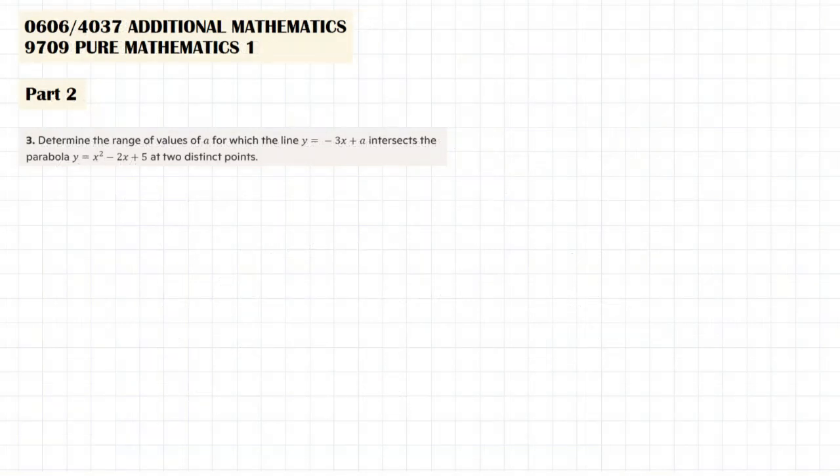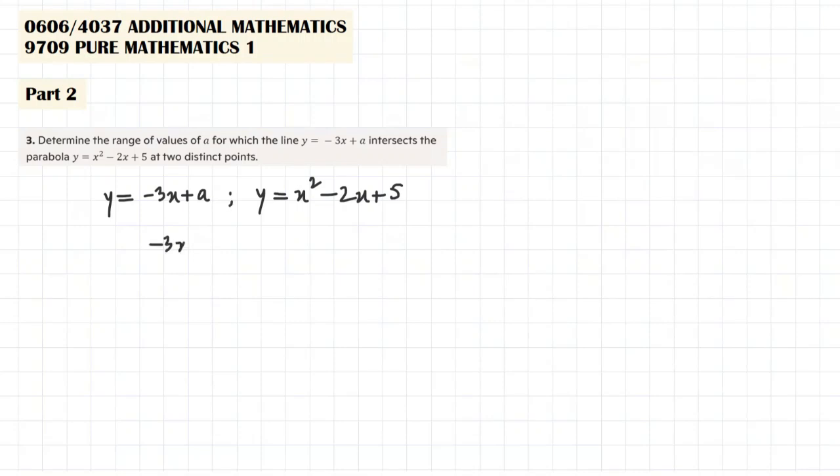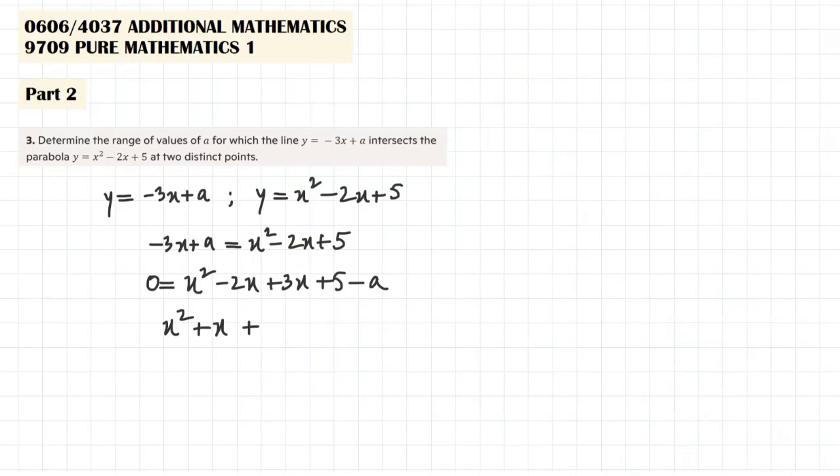So final problem, problem 3. Determine the range of values of a for which the line y equals minus 3x plus a intersects the parabola y equals x squared minus 2x plus 5 at 2 distinct points. Okay, so we equate them the same way we did earlier. x squared minus 2x plus 5. This will become x squared minus 2x plus 3x plus 5 minus a, put it equal to 0. x squared plus x plus 5 minus a, and that is equal to 0.